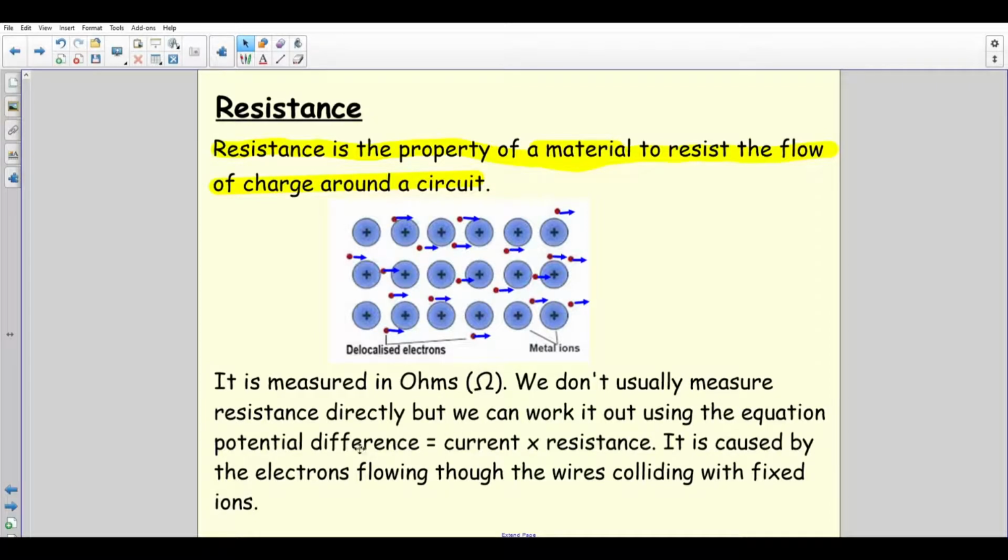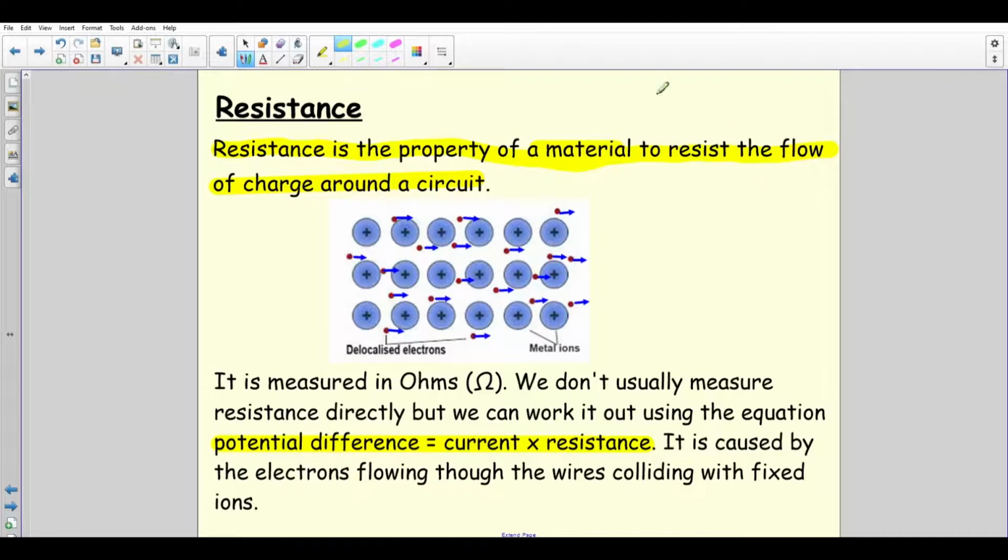So what we need to do is measure the potential difference and the current and use this equation. Potential difference equals current times resistance. If we use that equation, we can work out the resistance by calculating it.